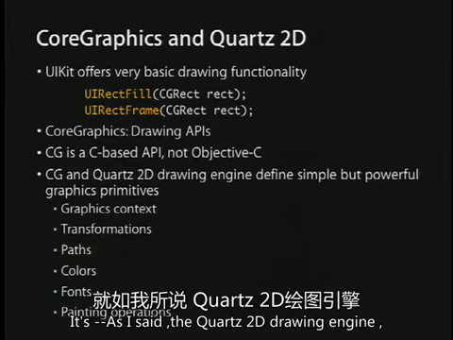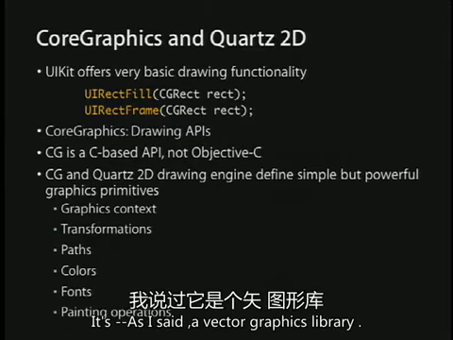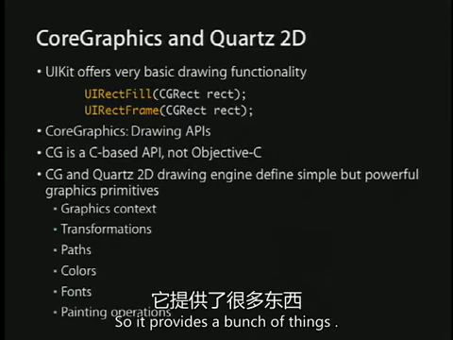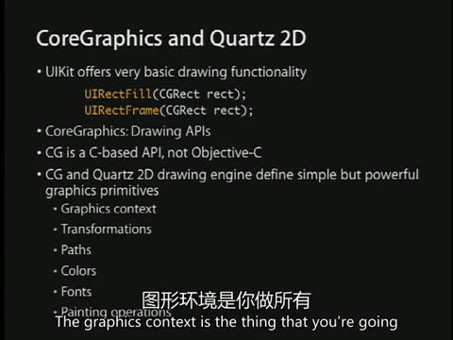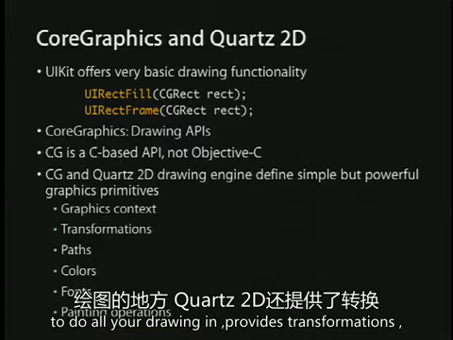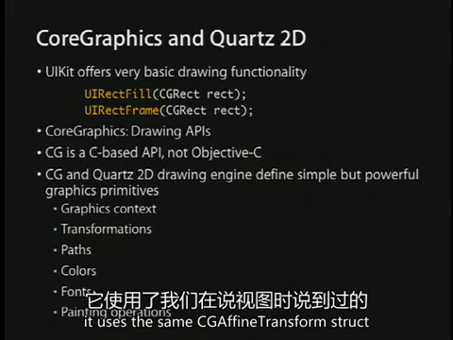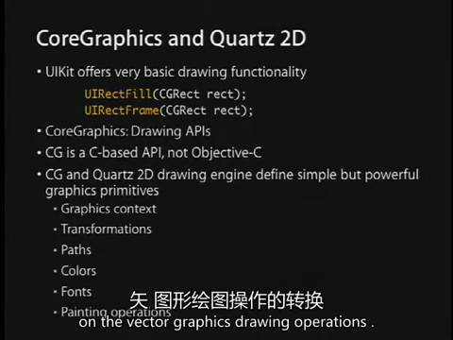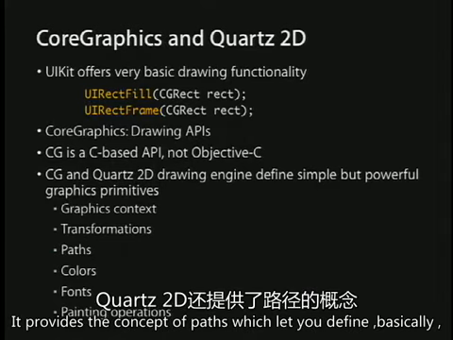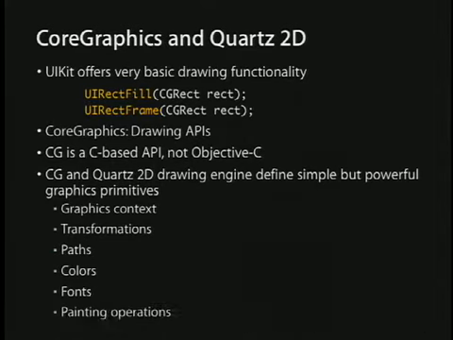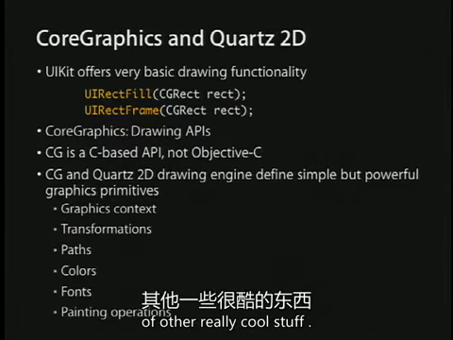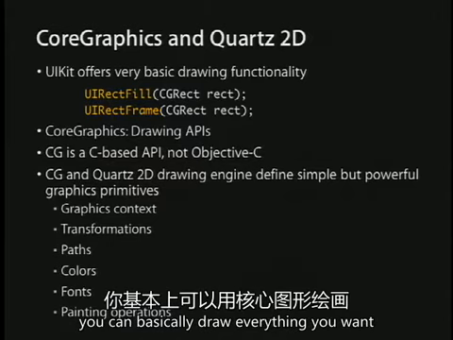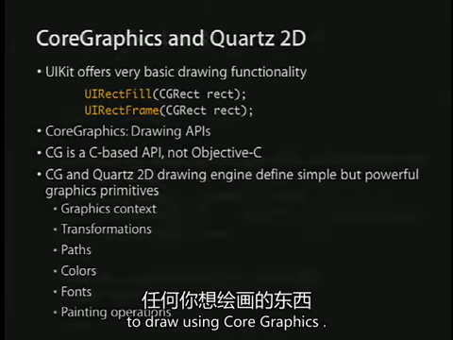It's, as I said, the Quartz 2D drawing engine. It's pretty simple, but incredibly powerful. It's a vector graphics library, so it provides a bunch of things. The graphics context. The graphics context is the thing that you're going to do all your drawing in. It provides transformations. It uses the same CGAffineTransform struct that we talked about a little earlier on views, though it uses it internally to do transformations on the vector graphics drawing operations. It provides the concept of paths, which let you define basically regions of the screen that you can stroke and fill. It defines colors that let you specify the colors of what you're drawing. It has fonts and a bunch of other really cool stuff. So it does a lot of things. You can basically draw everything you want to draw using Core Graphics.